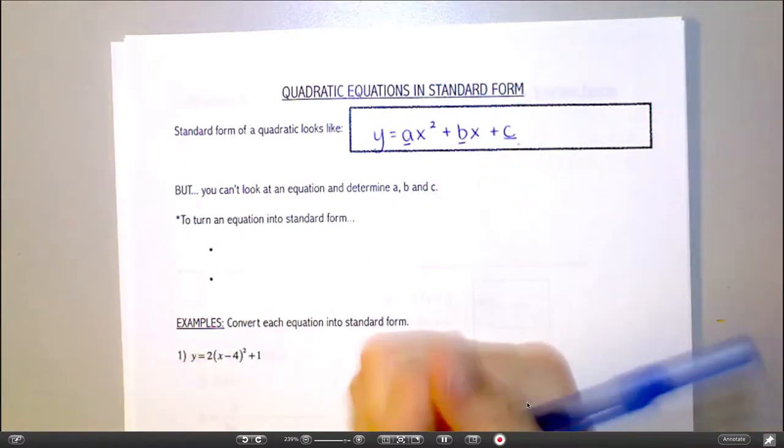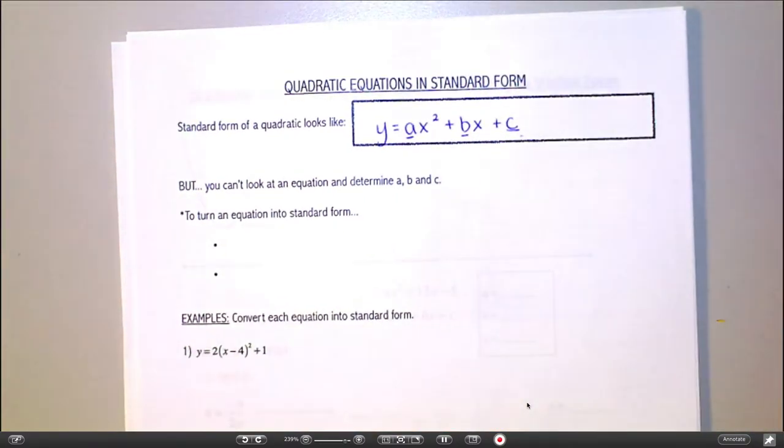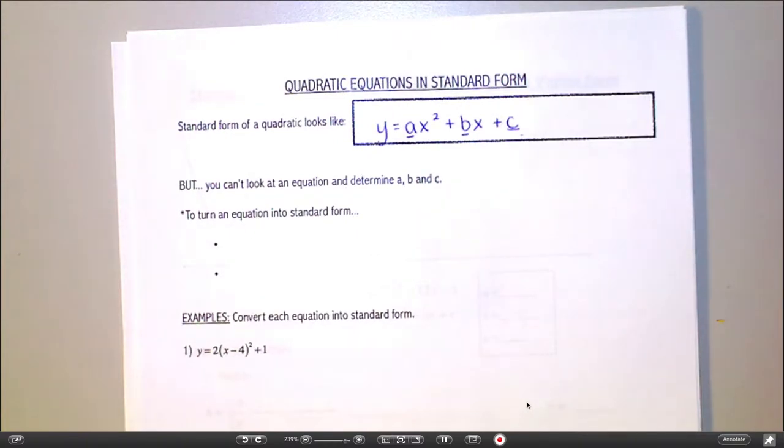You can't look at an equation, or at any sort of given information, and determine what a, b, and c are. You can't look at it and say, oh, well, a must be 2, and b must be 5, and c must be 7. You can't do that. You've got to just do the math. All right, and that's why I said you already know everything you need to know to do this assignment.